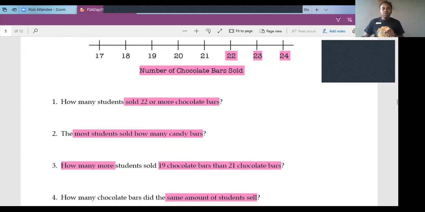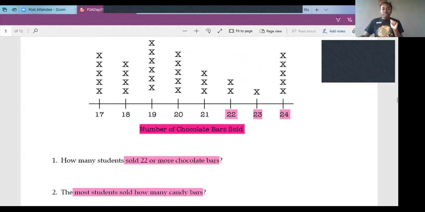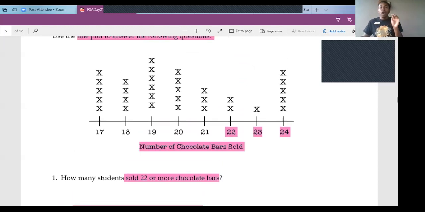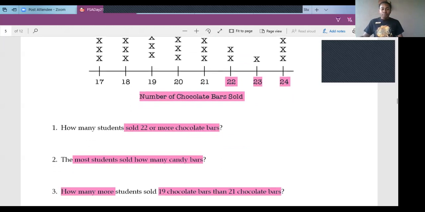Number 2 says the most students sold how many candy bars? Now we're thinking about the most students, we're thinking about the number of X's above which number is the highest. And that would be 19. We see that there are more X's above 19 than there are on any other number. So the answer for the most students sold how many candy bars would be 19, okay?